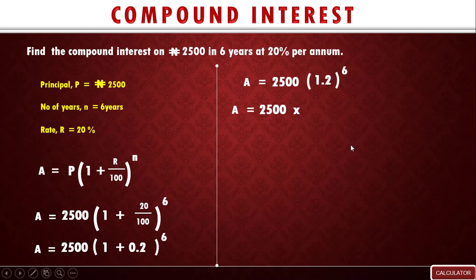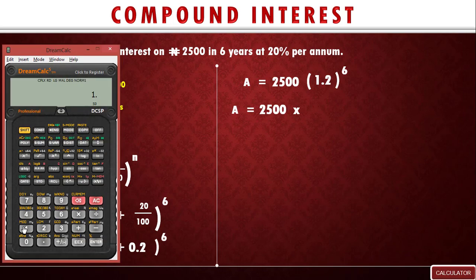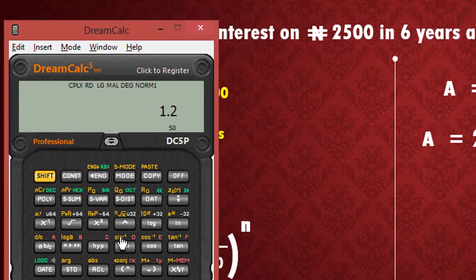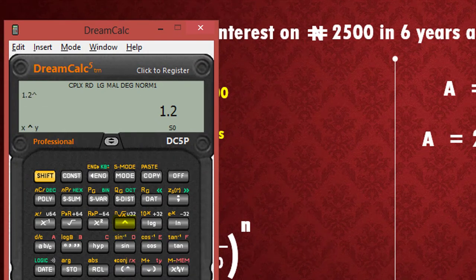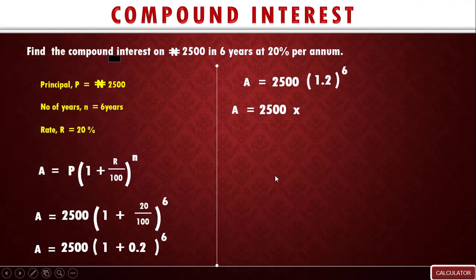So let's try to do 1.2 raised to power 6. This is the raised to power sign, this is called the exponential sign. So 1.2 raised to power 6, then press equals or enter. That gives us 2.985984. Okay, so approximating that, we have the value 2.986. So the next thing to do now is to multiply through with our calculator. So our A will be 7465 naira.